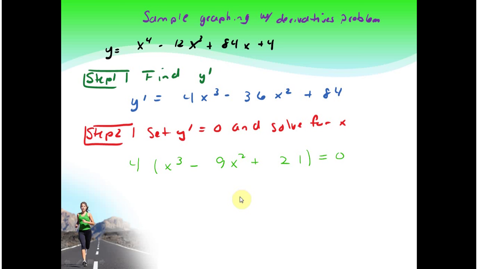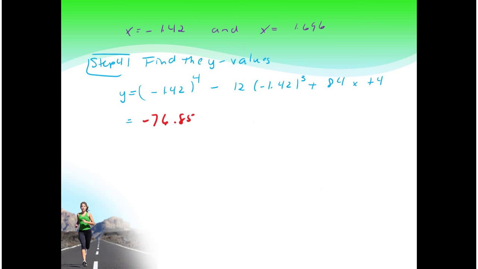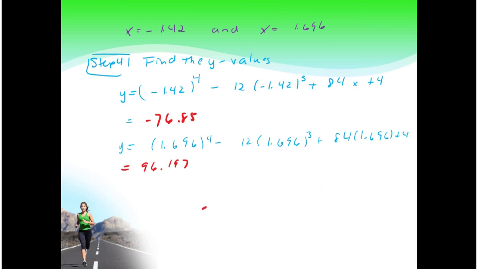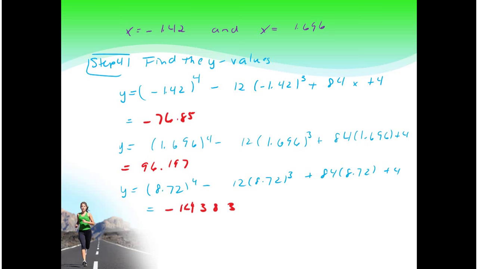Whatever I give you on the quiz will be factorable and solvable. So here it was not nice numbers. We had three numbers, x equals minus 0.142, x equals 1.696, and x equals 8.72. The next step is to find the y values, and they're pretty scary. You can plug it into your calculator and quickly find all the y values.